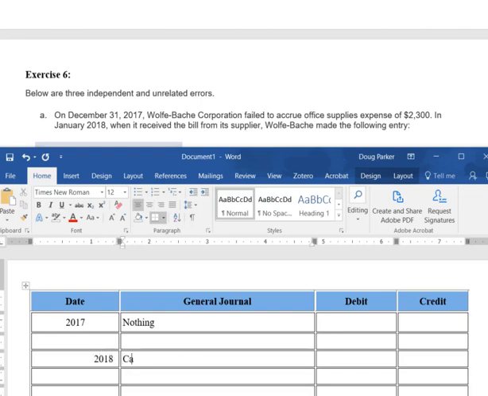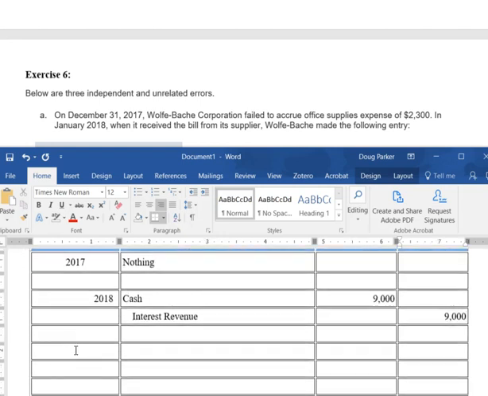So what did we record then in 2018? Well, in 2018, we recorded cash of $9,000 and we recorded interest revenue of $9,000. So that's what actually happened, okay? Now, what would be the correct way to do this? Well, the correct way for 2017, we needed to have accrued this interest. So we would have hit interest receivable, sorry, that's still red, for $9,000. And we would have hit interest revenue because we needed to earn that revenue last year.